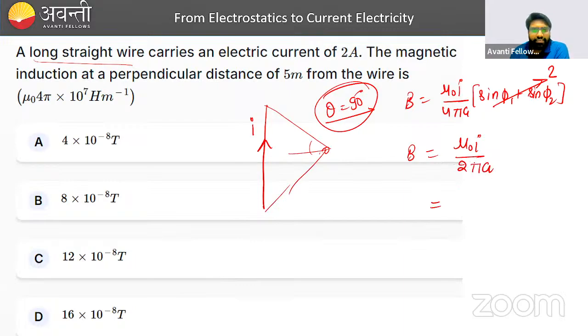Now, everything is given in the question. Mu naught value is given as 4 pi, 10 raised to the power minus 7, sorry, plus 7. And I is given as 2 ampere divided by, actually the mu naught upon 4 pi would be 10 raised to the power minus 7. What do you say, guys?